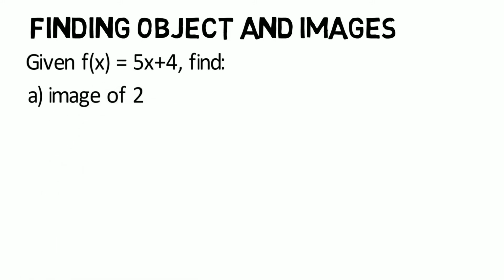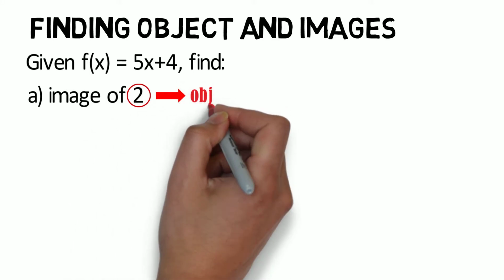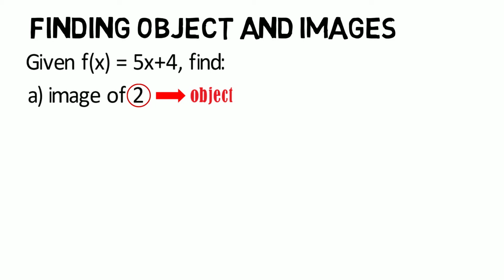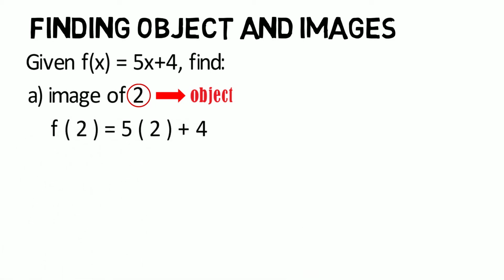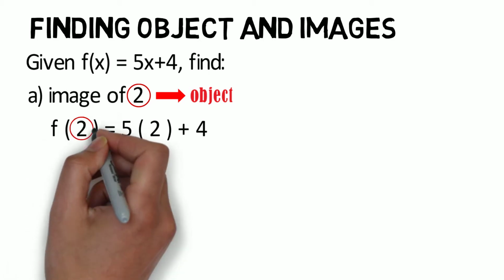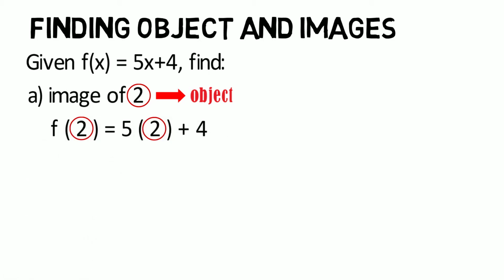Now, in this example, we are given a function and we are expected to find the image of 2. That means that 2 is the object. We can find the image by substituting the object into the given function. So replace every x value with 2. And we get an image of 14.